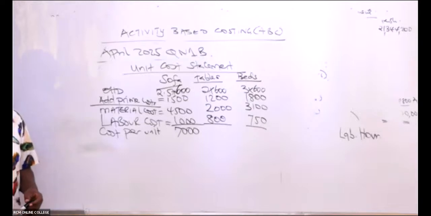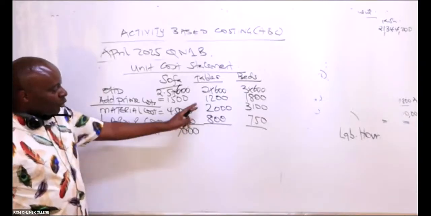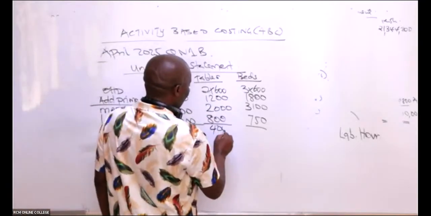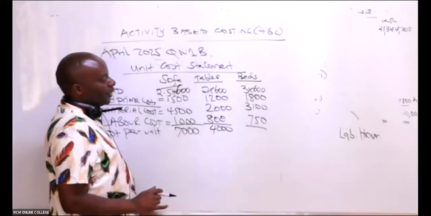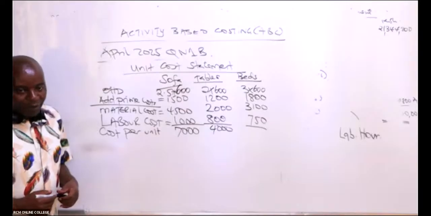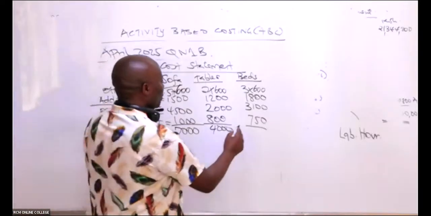We're getting 750. You must have missed a zero. 7,000. The second one will be 1,200, 4,000. The third one, 1,800 plus 3,100 plus 750, 5,650. Thank you so much.